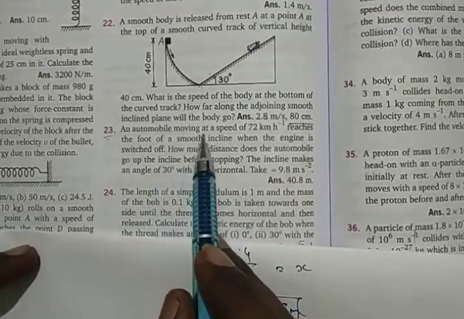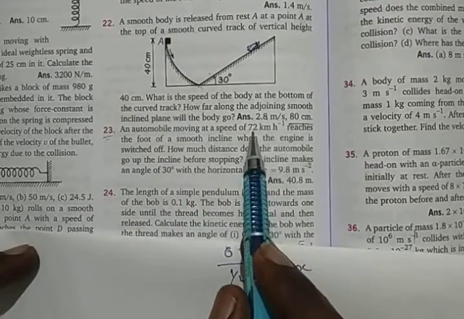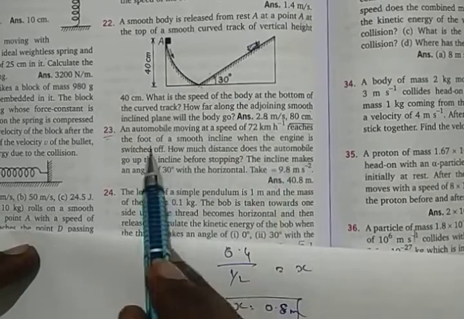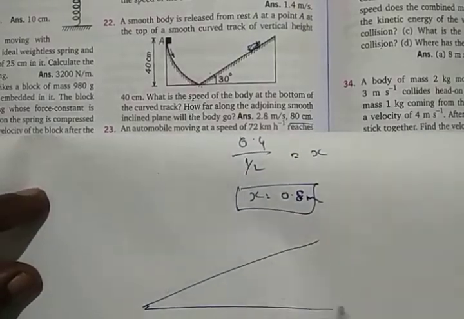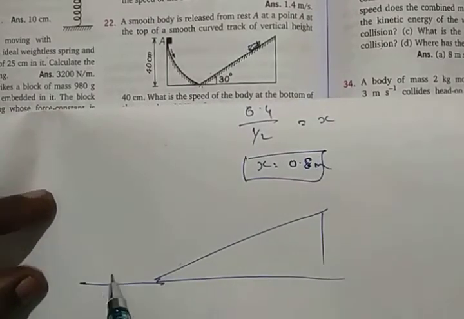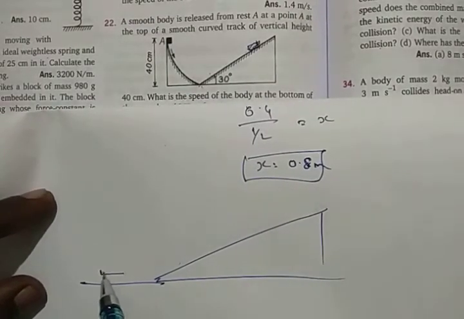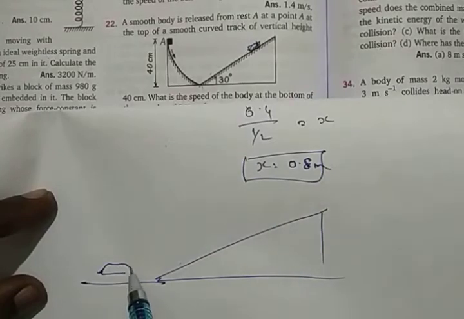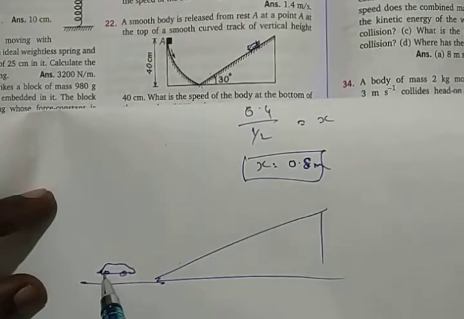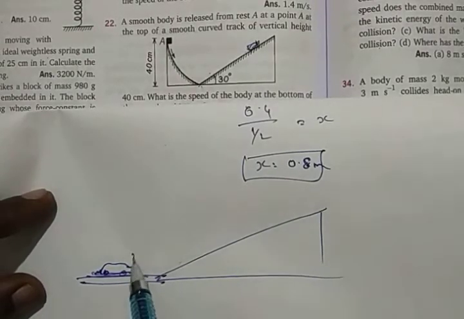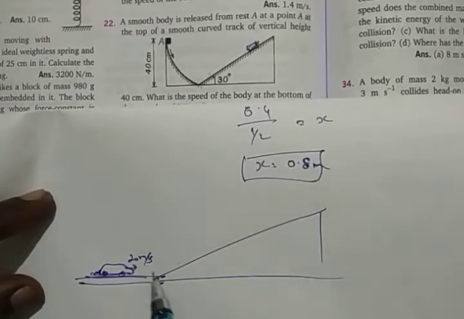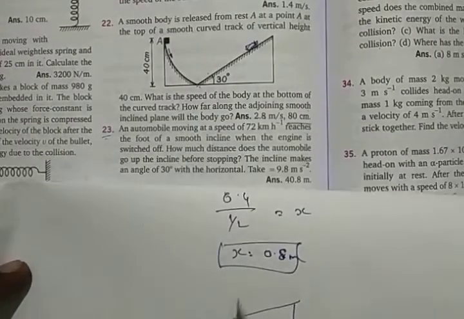An automobile moving at a speed of 72 kilometers per hour, that means 20 meters per second, reaches the foot of the smooth inclined plane. The inclined plane is here like this. An automobile is moving, maybe a car or something. The car is just coming here and it is reaching here. So this is going at 20 meters per second. And it is going to be theta here.